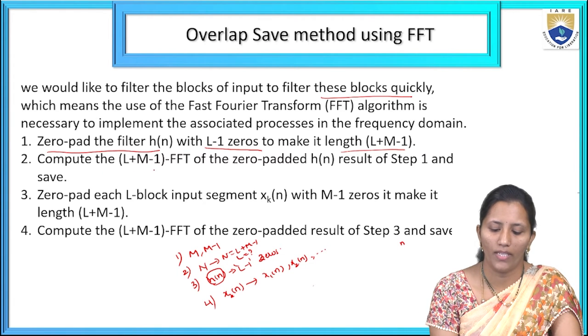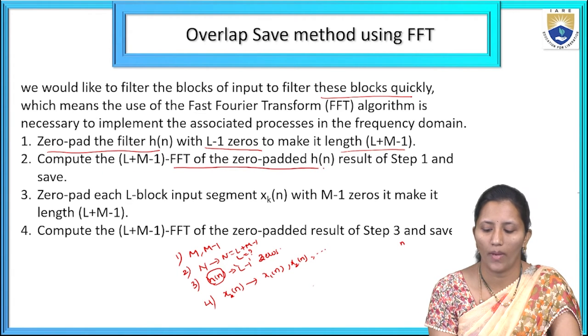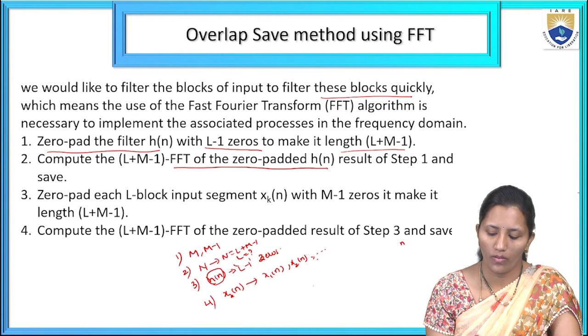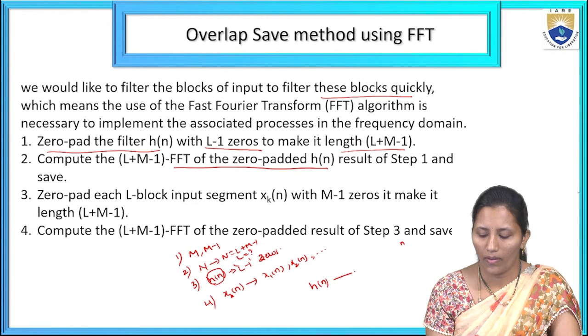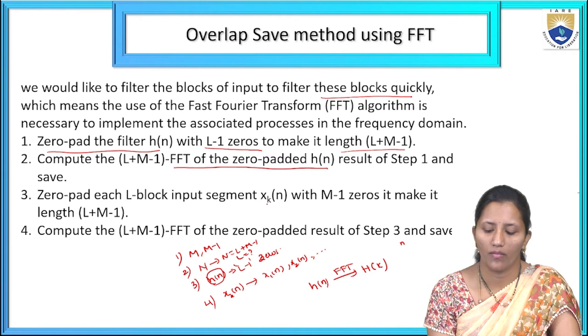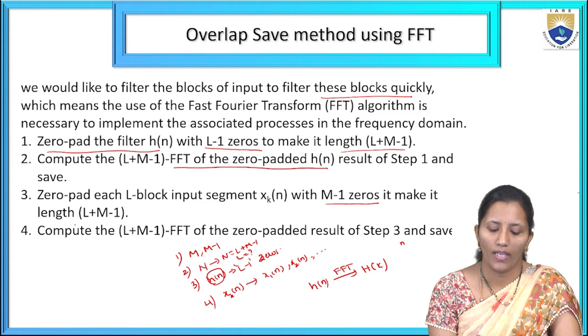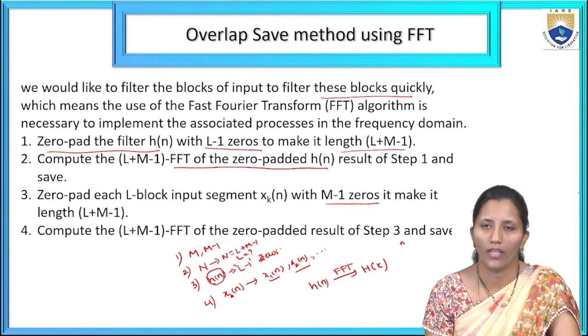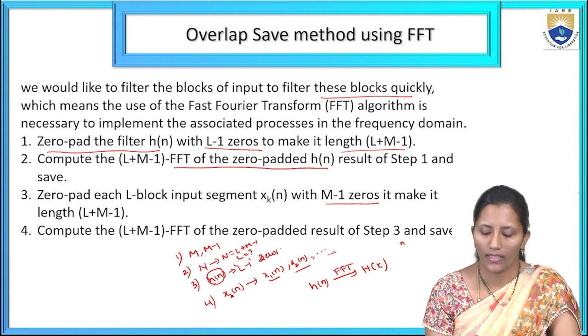Compute the L plus M minus 1 point FFT of the zero padded h of n, the result of step 1, and save it. So we perform the FFT of h of n, and we get the frequency domain samples h of k. Then zero pad each L sample input block xk of n with M minus 1 zeros and make the length equal to L plus M minus 1. So we find x1 of n, x2 of n, x3 of n like that.